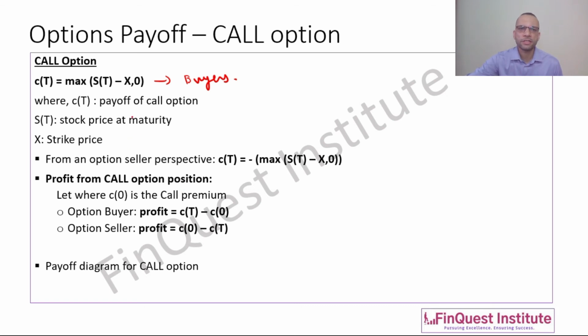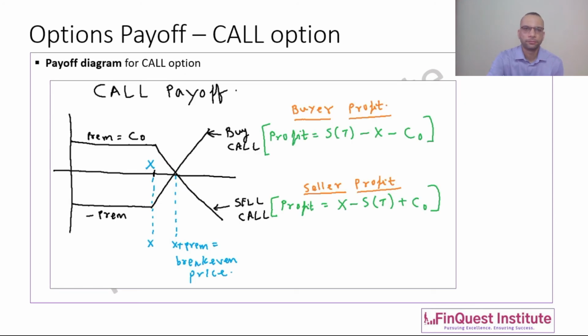So the payoff equation which we have studied can also be shown in a diagrammatic form. This is what we call a payoff chart or a payoff diagram. How a payoff diagram looks for a call option, we'll understand. Now this is a payoff diagram for a call option. So we'll try and understand both how a buy and a sell call look like on this chart. Let's assume this to be point 0.